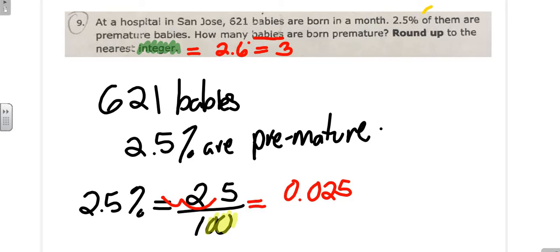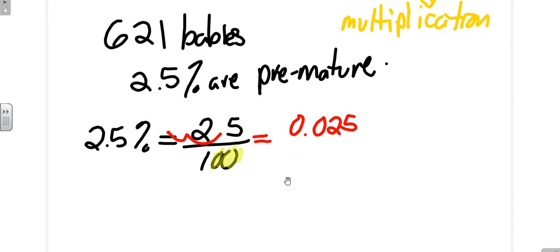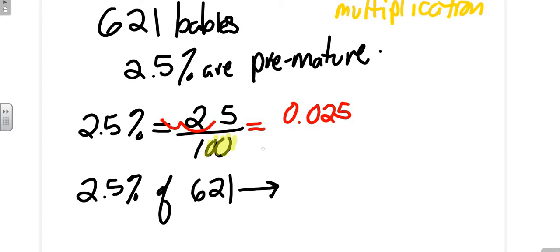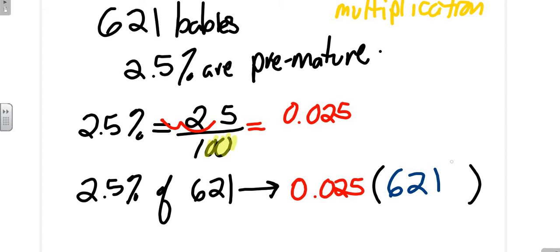Now, really important, the word of, 2.5% of, that is always multiplication. So if I want 2.5% of 621, what that looks like in your calculator is 0.025 times 621.